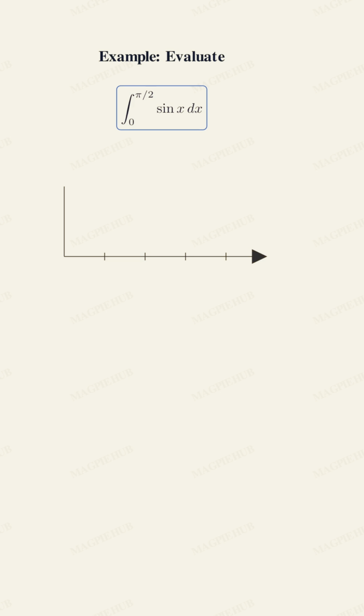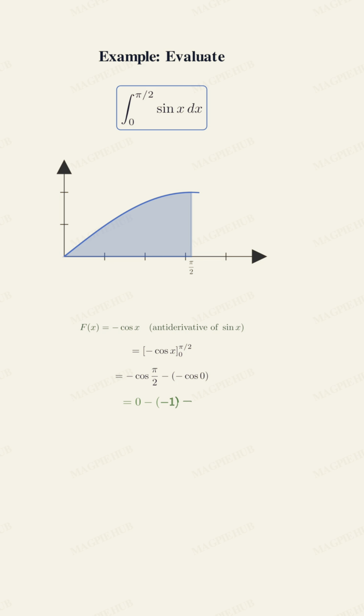Let us apply the theorem. Evaluate the integral of sin x dx from 0 to pi over 2. First, watch the sine curve being traced from 0 to pi over 2 with the area shaded in blue. Now, the antiderivative of sin x is negative cosine x.